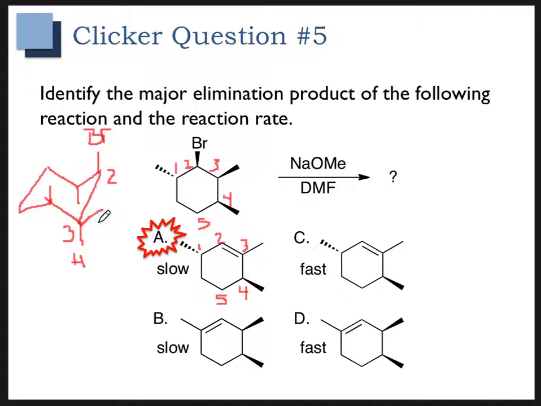And if we were to draw the ring flip of this, then we would notice that this would be the only group that would be axial. The other groups would go equatorial. So that means this is not the favored chair conformation. This is going to be the higher energy chair conformation. So it is going to be a slower reaction. The other chair conformation is going to be preferred. It's going to have to do a ring flip before it undergoes the E2 reaction. And that's what is going to make this a relatively slow reaction.